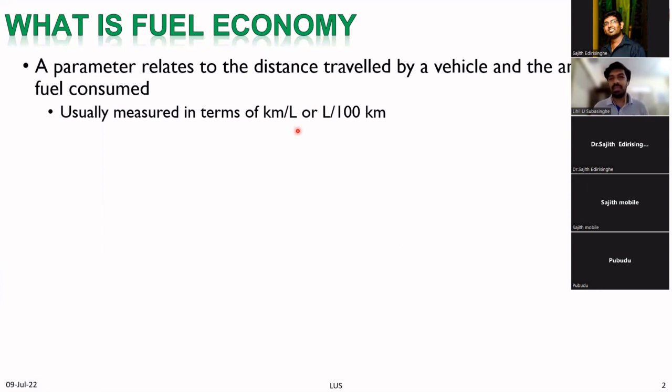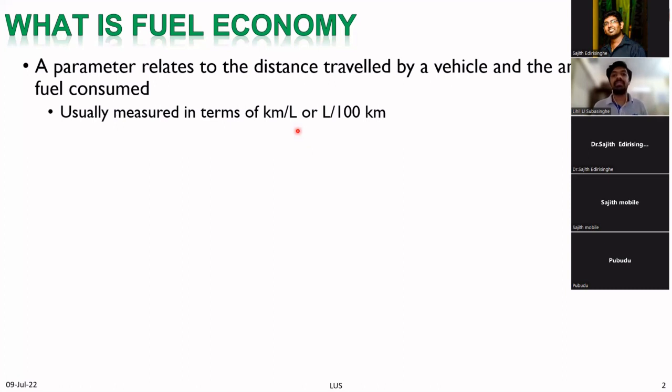So we basically say that if it is a bike, maybe 60 kilometers per liter, or maybe even 80 kilometers per liter. And if it is a hybrid vehicle, it's somewhere between 20 to 30 kilometers per liter. If it is a conventional vehicle, maybe a petrol engine car with an automatic transmission system, it's somewhere around 10 to 15 kilometers per liter, in that range basically. But if it is a manual transmission based vehicle, then you can go somewhere between 15 to 17 or 18 usually.